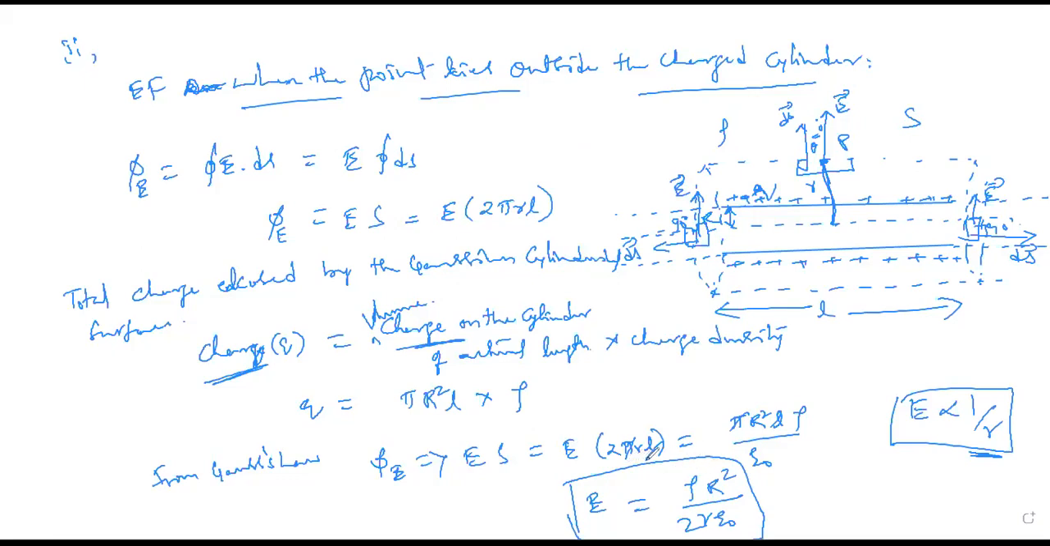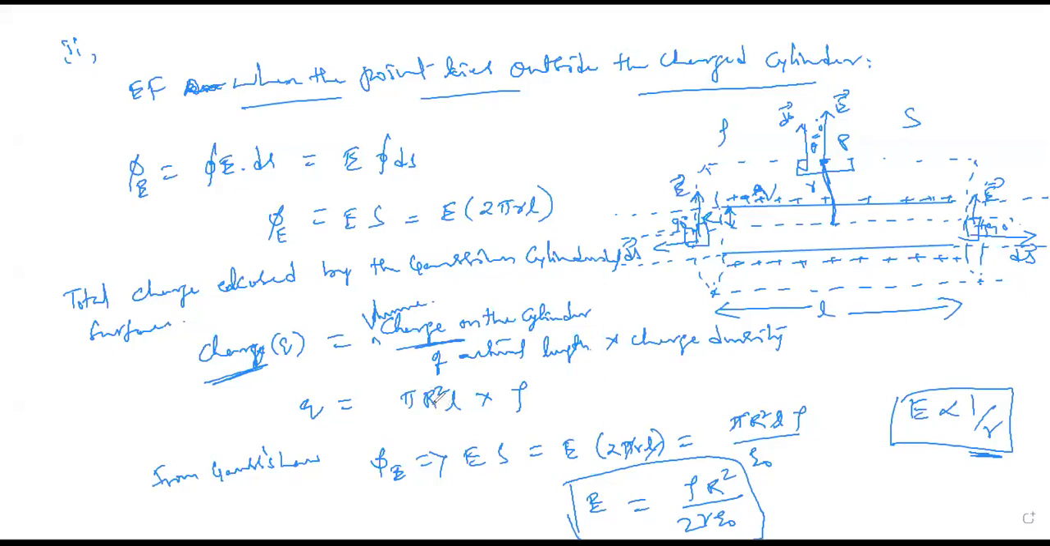Sir, in the picture you took the distance from the center to the point as small r, but you considered it as capital R. No, where? Here. This is for the Gaussian, correct? And here it is the total charge enclosed by the cylindrical Gaussian. When you want to write the total charge with respect to the actual cylinder, that means the volume charge on the cylinder of actual length should be taken.